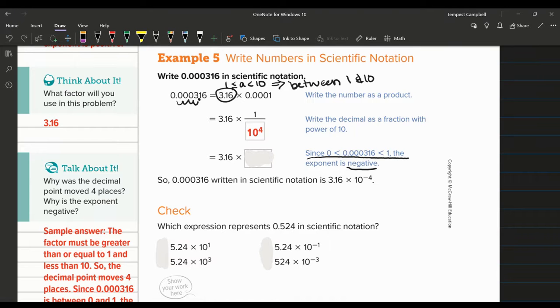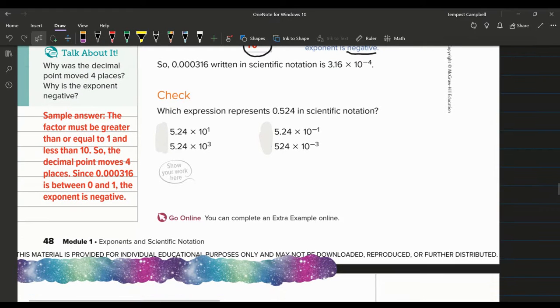So that's how they get 0.0001, which is 1 over 10 to the power of 4. Instead of having this 1 over 10 to the power of 4, remember our rule for positive and negative exponents is we can flip the fraction and make the exponent negative. So go ahead, try this on your own.